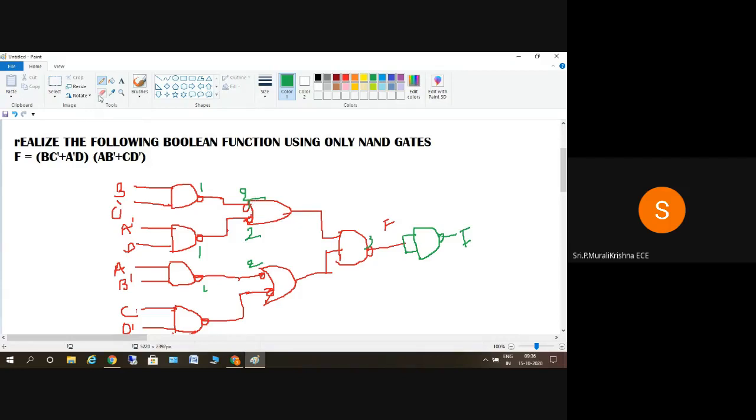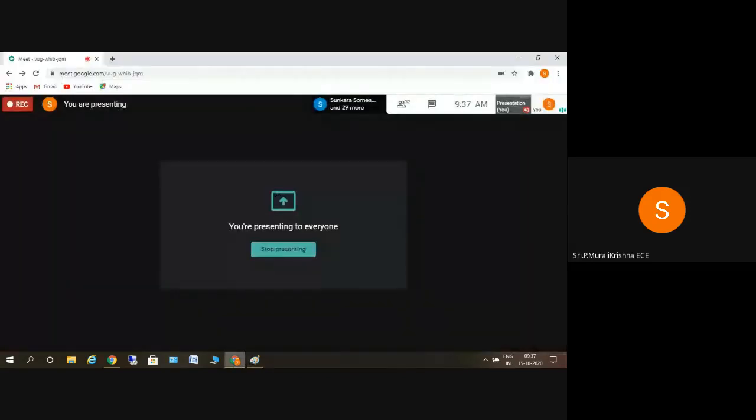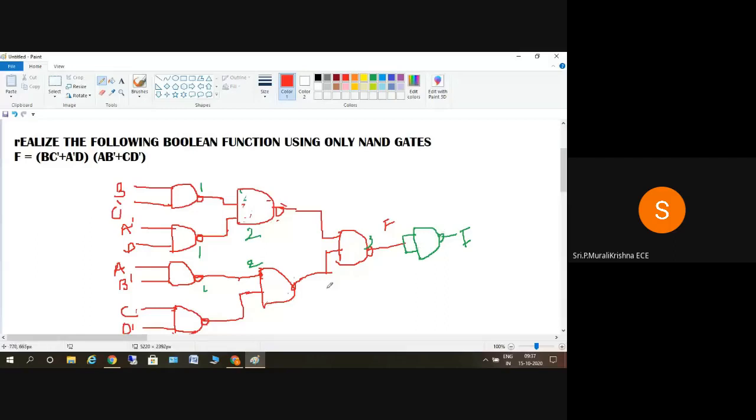Draw the NAND gates here. If I draw a NAND gate, then that will be the final structure. So this will be the final implementation of this using NAND gates. Clear?